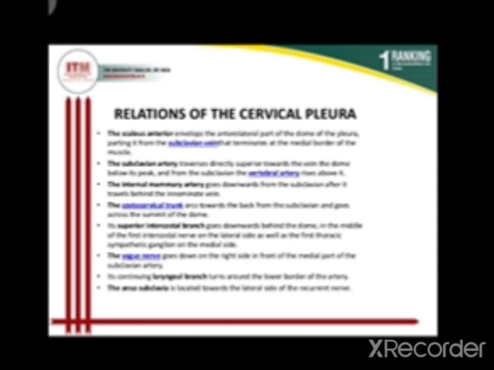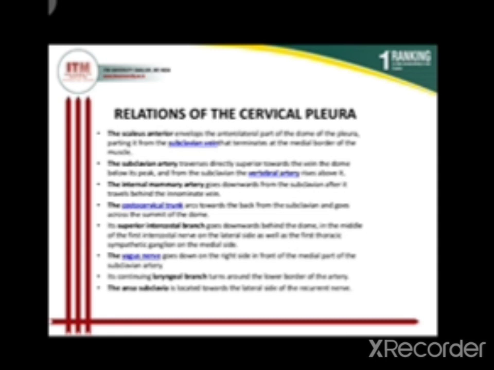So there are the various relations: the subclavian vein, the scalenus anterior, the subclavian artery, the vertebral artery, the internal mammary artery, the costocervical trunk that arcs towards the back from the subclavian and goes across the summit of the dome. Its superior intercostal branch goes downward behind the dome in the middle of the fourth intercostal nerve on the lateral side, as well as the fourth thoracic sympathetic ganglion on the medial side.